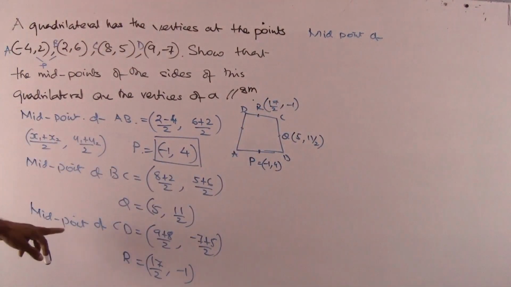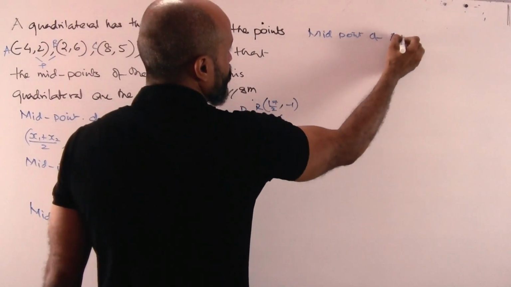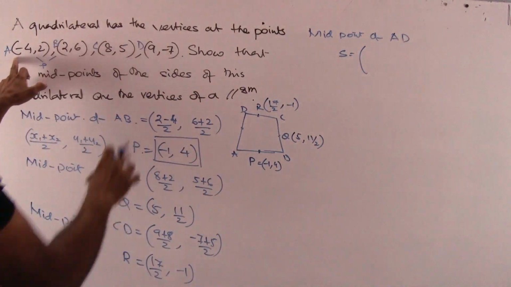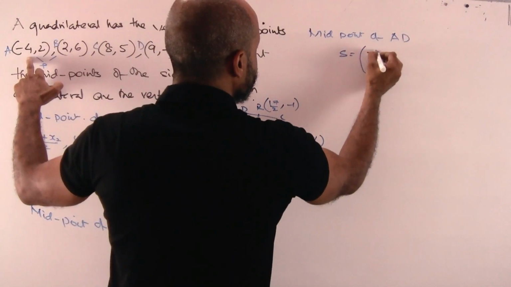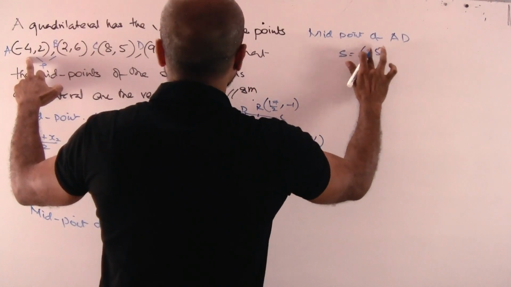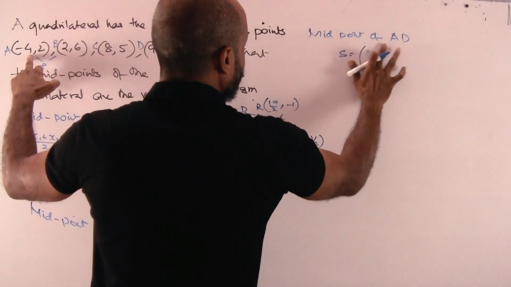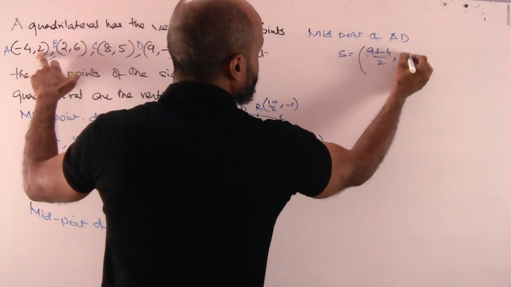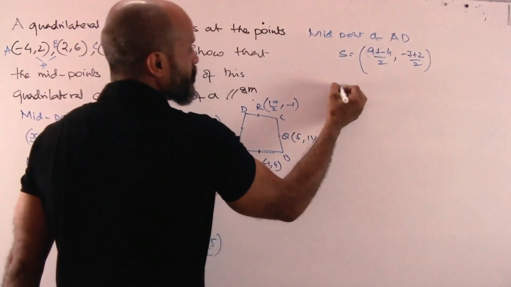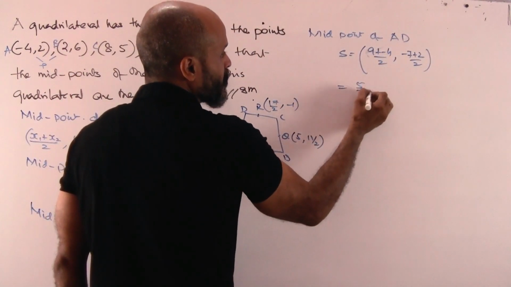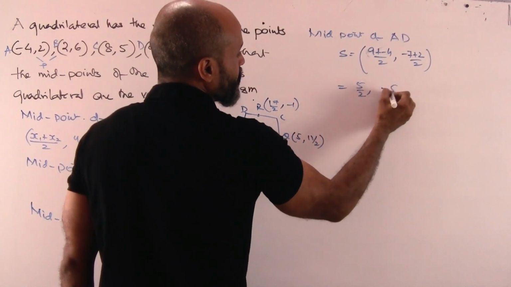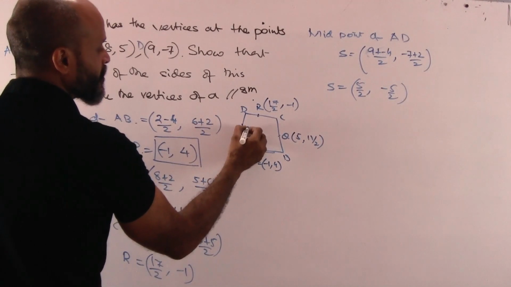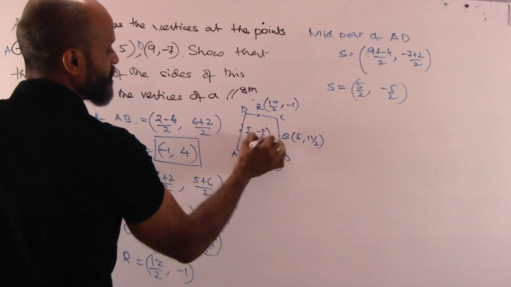Then we have AD, the midpoint of AD, let's calculate this. Let's call this S. So this will be how much? We have here (9 plus minus 4) by 2, and we have here (minus 7 plus 2) by 2. So that's going to be 9 minus 4, that is 5 by 2, and this will be minus 5 by 2. So this will be S. Okay, so this is going to be 5 by 2 and minus 5 by 2.